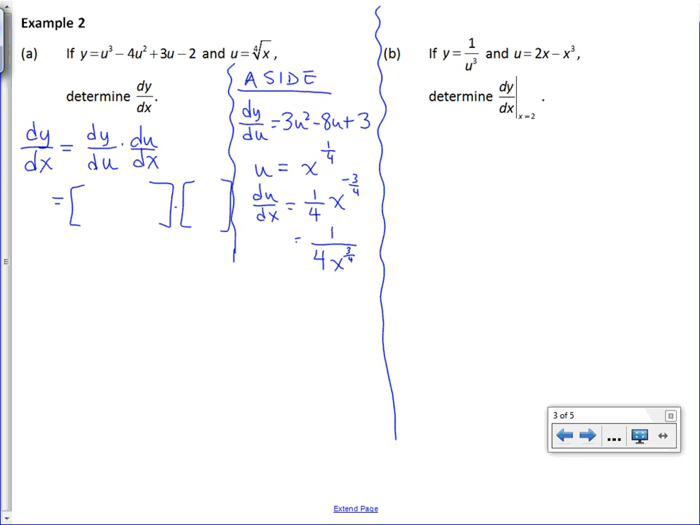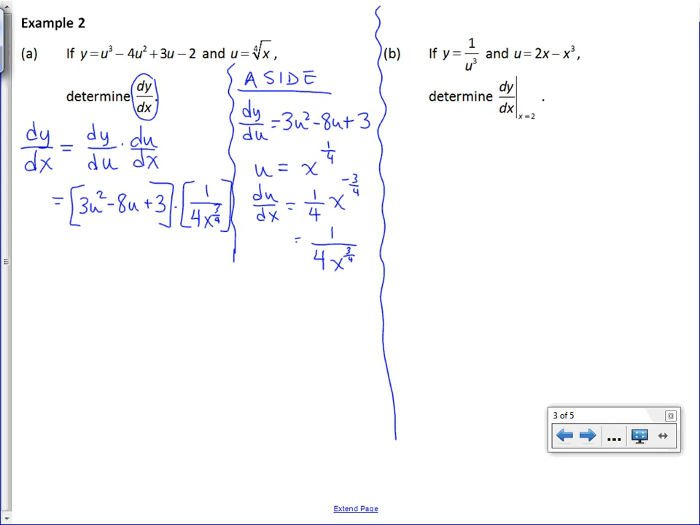Both of these are going to be functions. The first function is going to be in terms of u's, and the second function is going to be in terms of x's, and they're the derivatives of y and u. So the derivative of y with respect to u is 3u squared minus 8u plus 3. And the derivative of u with respect to x is 1/4 times x to the 3/4. So again, this one wants you to write your answer as dy by dx.